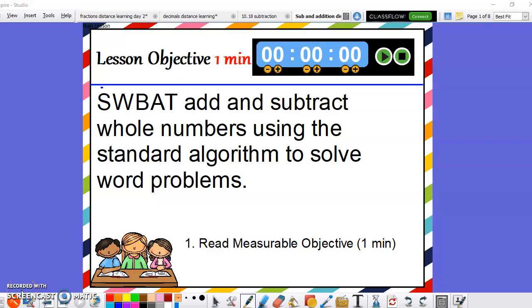Good afternoon. Today is April 27, 2020. Today you will be able to add and subtract whole numbers using the standard algorithm to solve word problems.